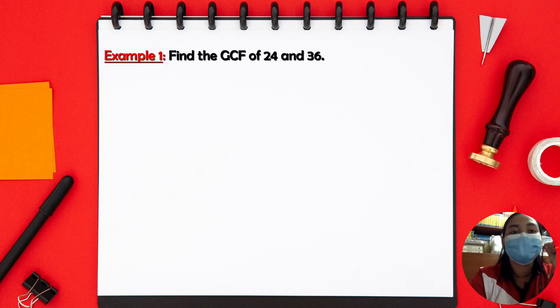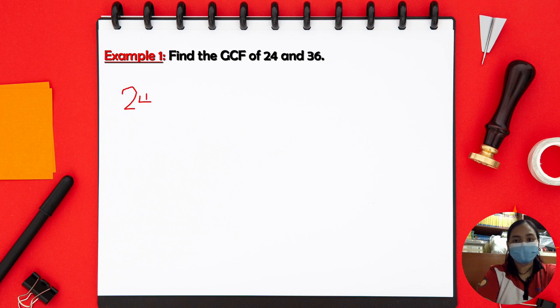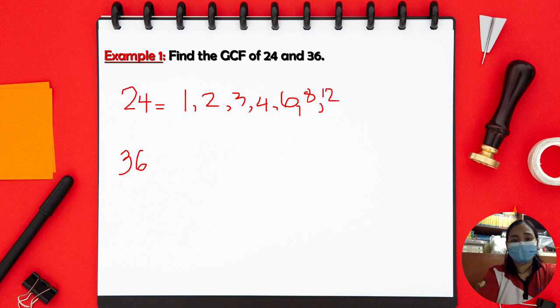Mayroon tayong example. So, first example natin, find the GCF of 24 and 36. So, gagamitan natin nung think backward, yung backward kanina na GCF, which is FCG. So, find the factors muna natin, isa-isa, so sulat natin si 24 and then 36. Okay, so ano-ano mga factors ng 24? We have 1, 2, 3, 6 muna. We also have 4. Sige, sulat natin. Insert natin si 4 para naka-arrange. So, 1, 2, 3, 4, 6, 8, 12, and then 24. So, these are the factors of 24.